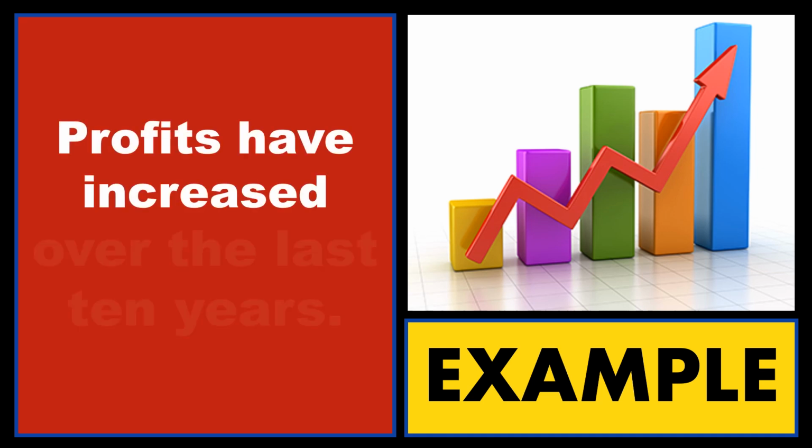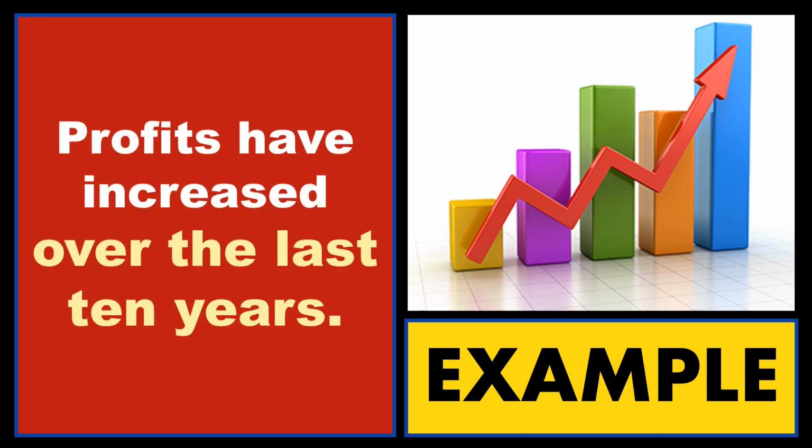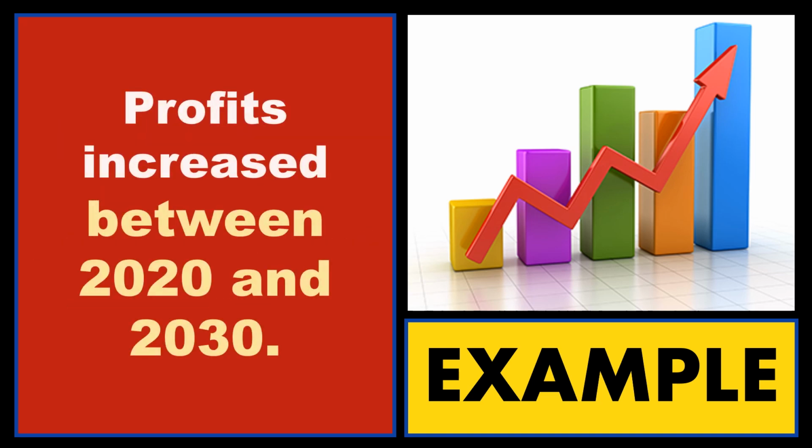Alternately, "profits have increased over the last 10 years." This again is the dragging anchor. Instead, we can write "profits increased between 2020 and 2030," and then the reader will be perfectly clear as to what time frame you're referring to when speaking about the increase in profits.